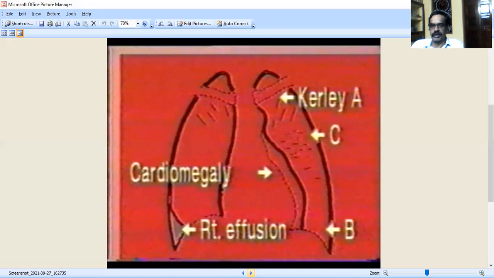Kerley A lines are the parallel lines from the periphery towards the heart, in the apex. It is known as Kerley A lines. Kerley B lines are similar thin parallel lines in the base of the lungs. That is Kerley B lines. C in the center, that's it. And there will be a butterfly shadow, and pleural effusion. Here, right pleural effusion is seen, the costophrenic angle is obliterated by fluid shadow, isn't it?